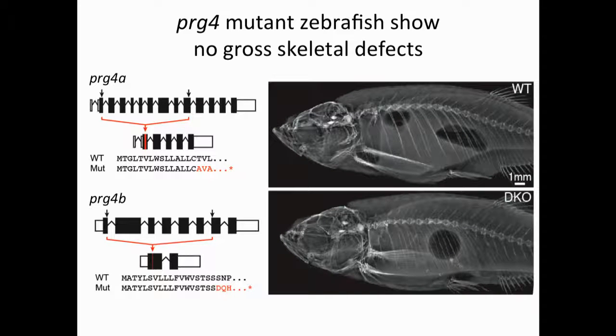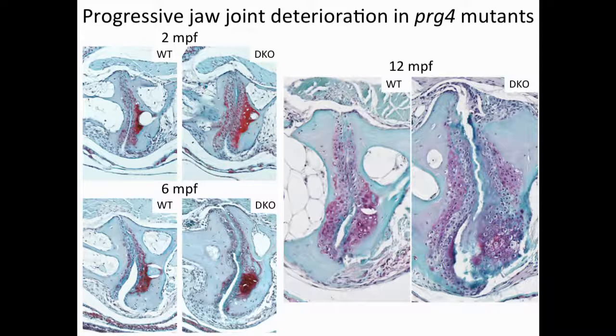So we used TALENs, back when they were all the rage, to generate PRG4 mutant zebrafish, and we made mutants for both the PRG4A and PRG4B. And when we looked at 12 months post-fertilization, we couldn't see any gross skeletal defects by X-ray. But when we looked specifically at the jaw joint, what we found was a progressive joint deterioration over time.